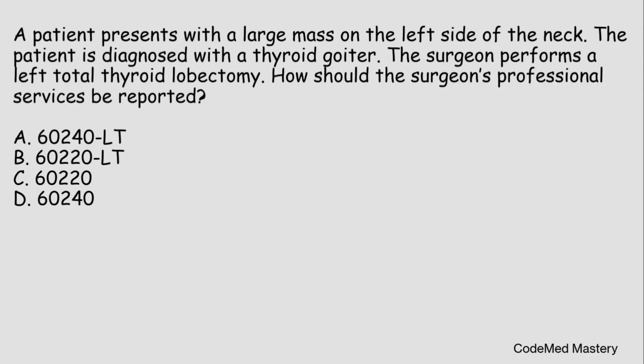Read the question. A patient presents with a large mass on the left side of the neck. The patient is diagnosed with thyroid goiter. The surgeon performs a left total thyroid lobectomy. How should the surgeon's professional services be reported? In options A, B, C and D, you can see there are two codes, that is 60240 and 60220. So let us check these two codes.